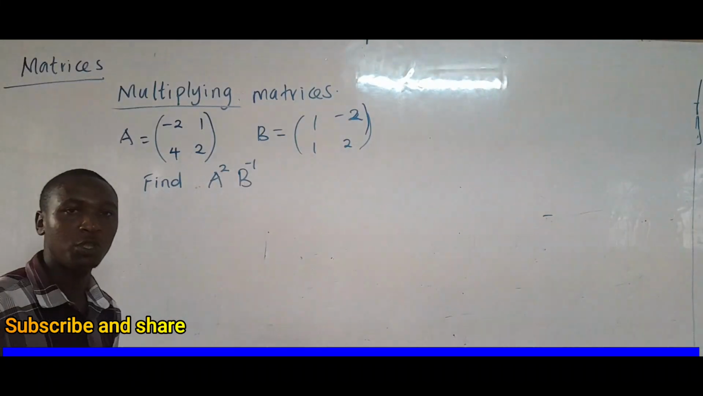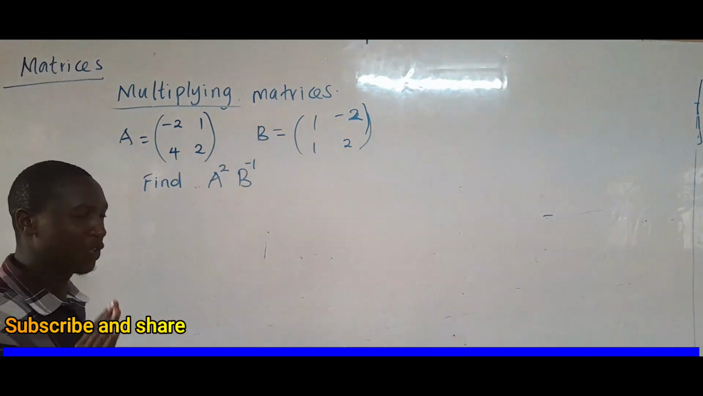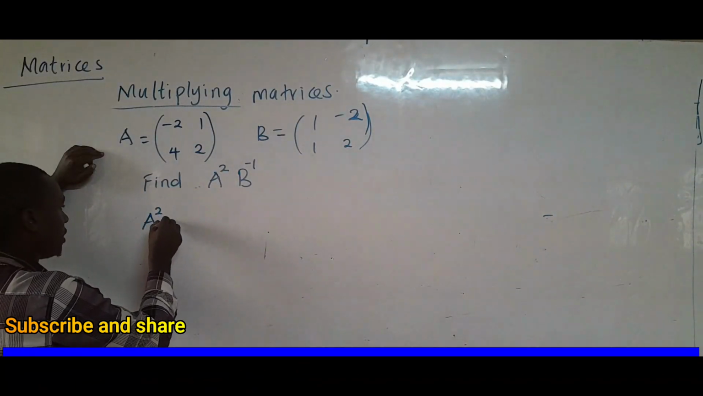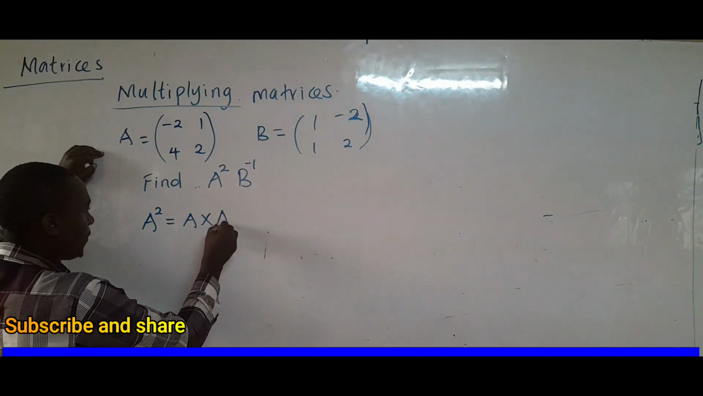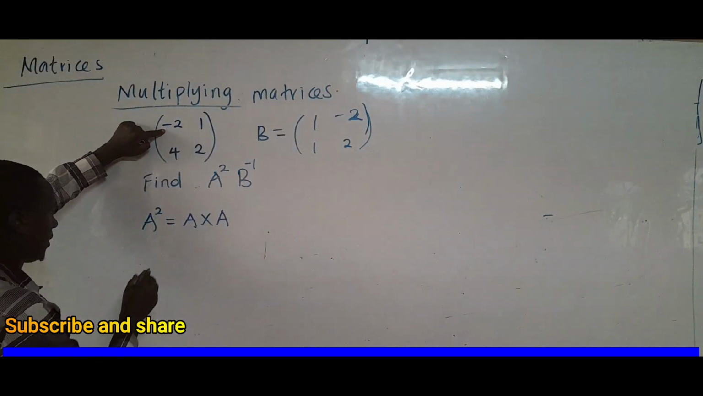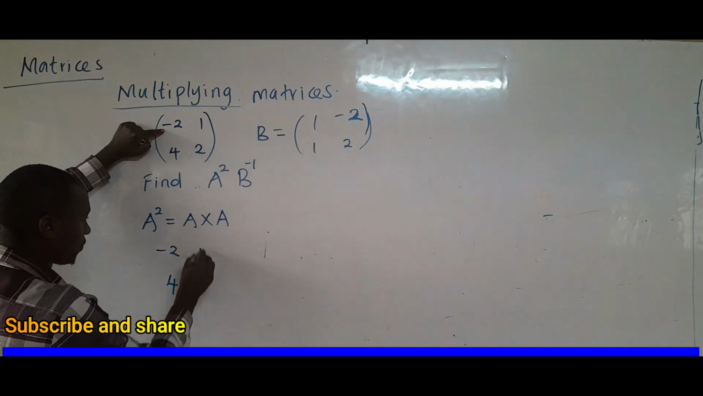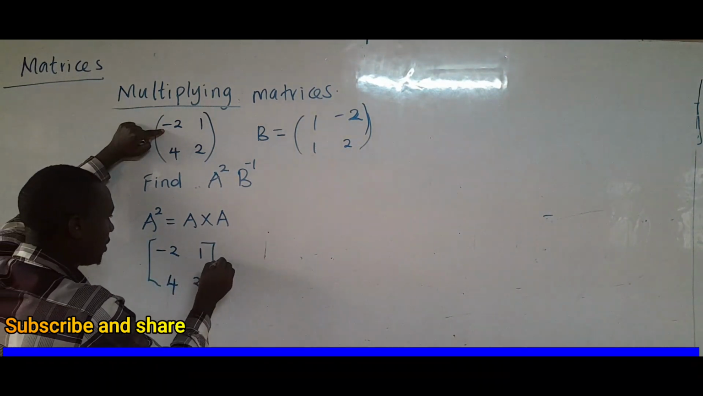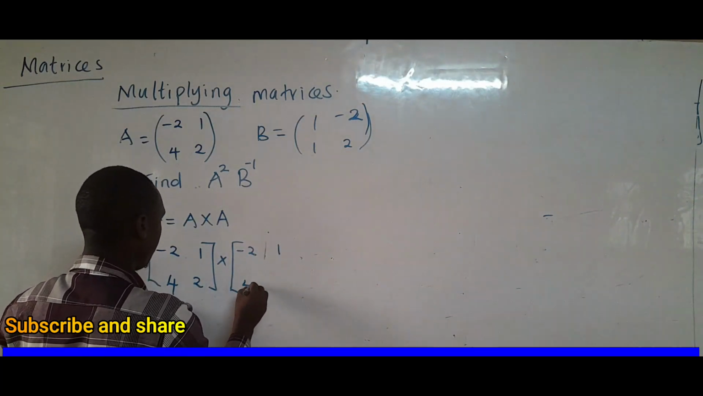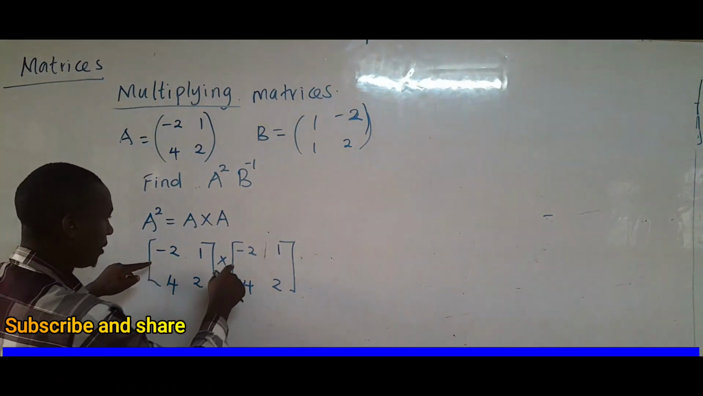So the first step is going to be very easy. We are going to find the value of A squared, and A squared means A times A. So we are going to multiply A by itself. So what is the value of A? A is given as [-2, 1; 4, 2], and we multiply that by the same matrix, which is [-2, 1; 4, 2].